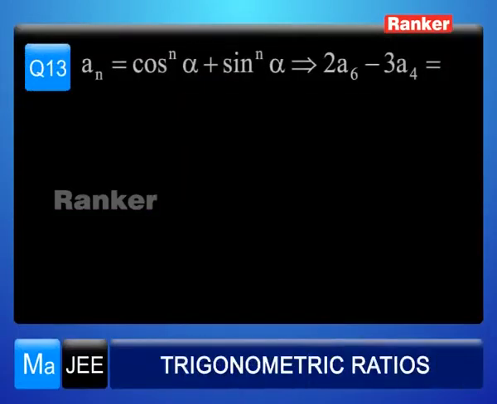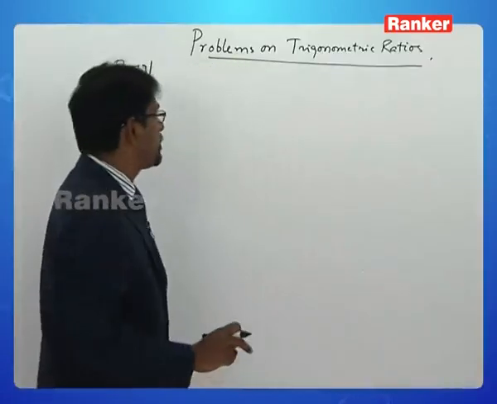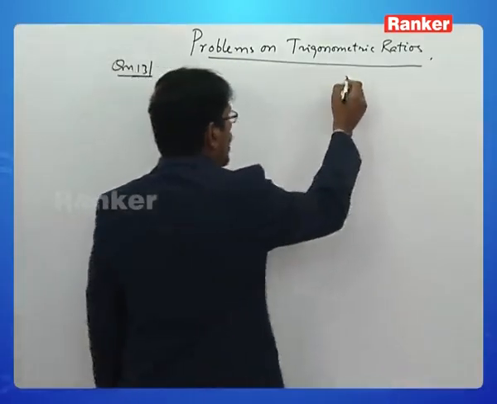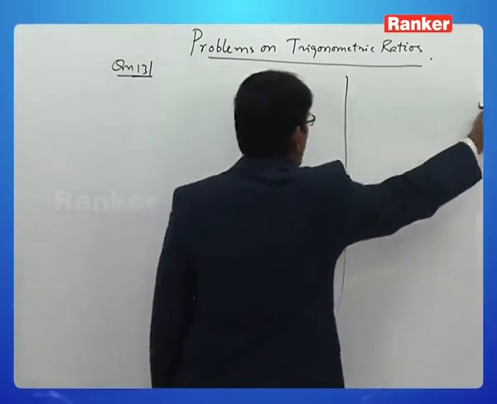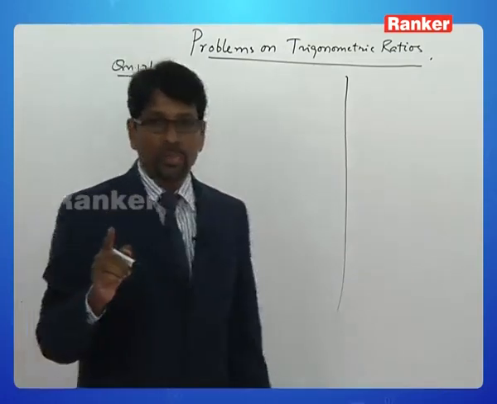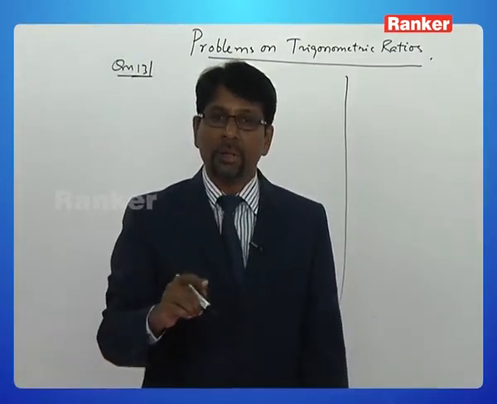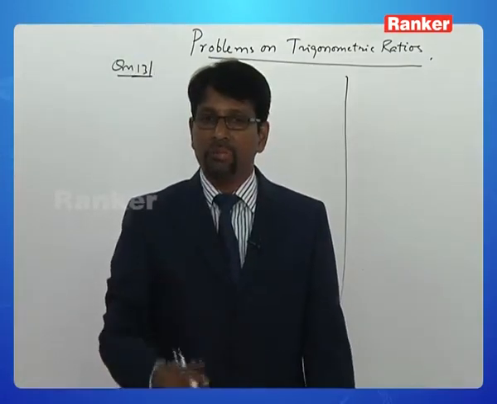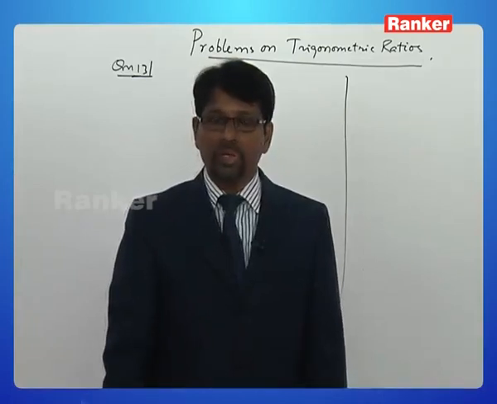If a_n is equal to cos alpha power n plus sin alpha power n, then 2 into a6 minus 3 into a4 is equal to, first option 0, second option minus 1, third option 3, fourth option 2. Now again we can do this problem by substitution method, because you see that all the options are independent of alpha there. So maybe we get the same value for different values of alpha.